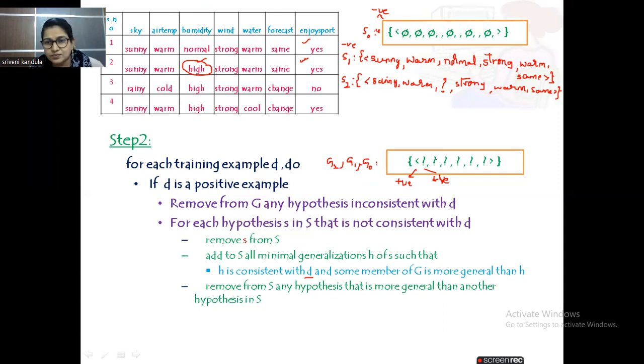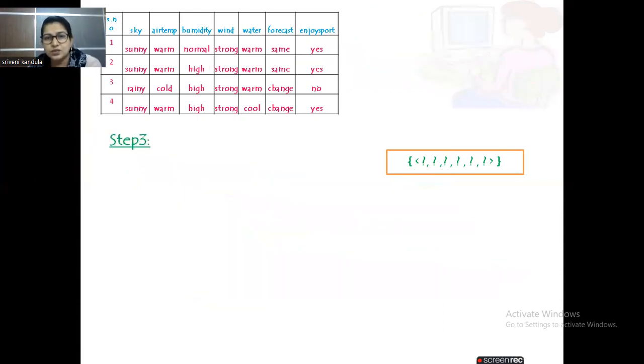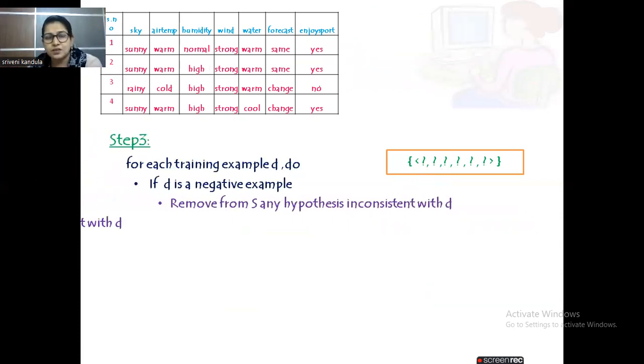And some member of G is more general than this. Here also we have a question mark. Here also we have a question mark. So no more changes to the general boundary also. And now this S2 is consistent with the current example. Next, moving to the third example. This is a negative example. So let us move on to the third step, and there we will work with the negative example.